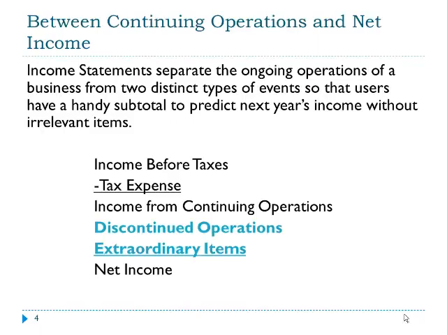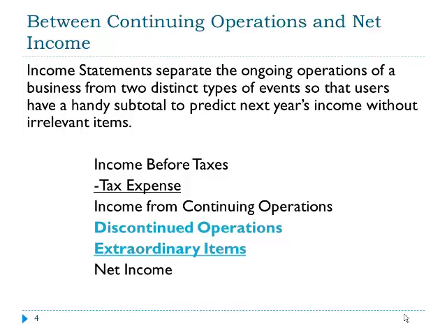The income statement separates the ongoing operations of a business from two distinct types of events so that users have a handy subtotal to predict next year's income without irrelevant items. At the bottom of an income statement will be these following items: income before taxes, and then tax expense as the final expense in the income statement.